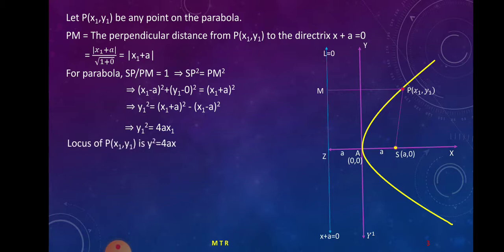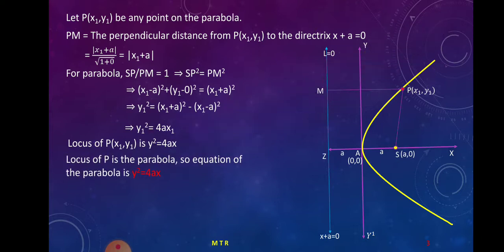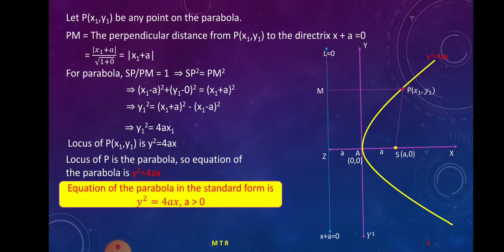So the locus of P(x1, y1) means put x, y in place of x1, y1. So we have y square is equal to 4ax. Yes, the locus of P(x1, y1) is nothing but the parabola. So the equation of the parabola is y square is equal to 4ax. This is the equation of the parabola in standard form: y square is equal to 4ax. This is very, very important for our IPE. Here, each step of the proof of the parabola is very, very important.